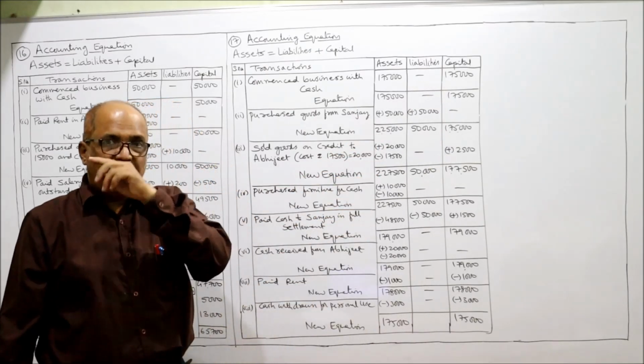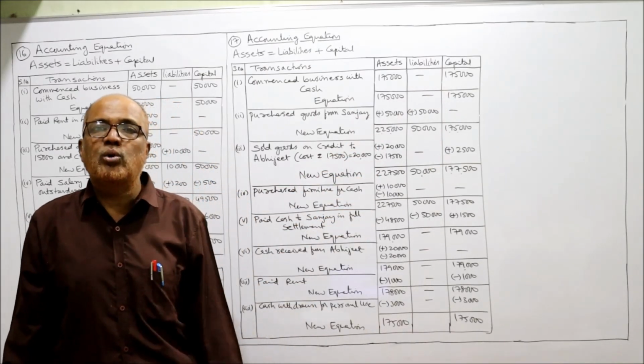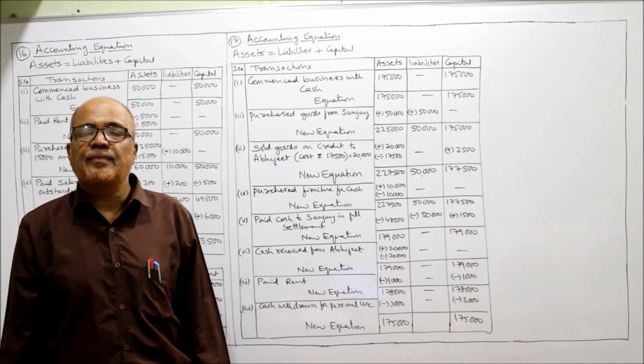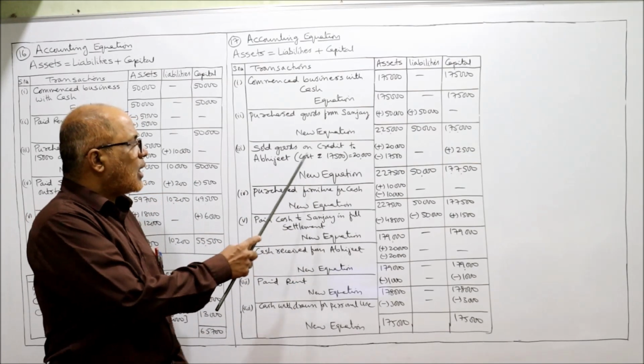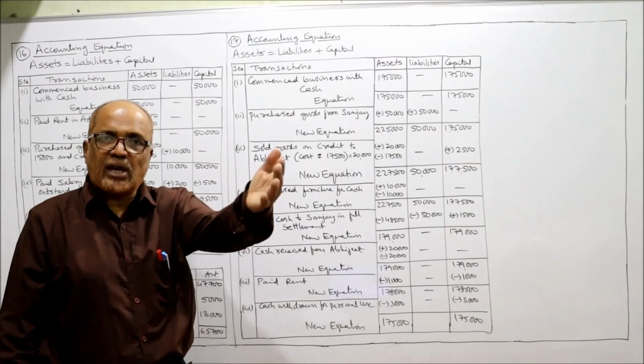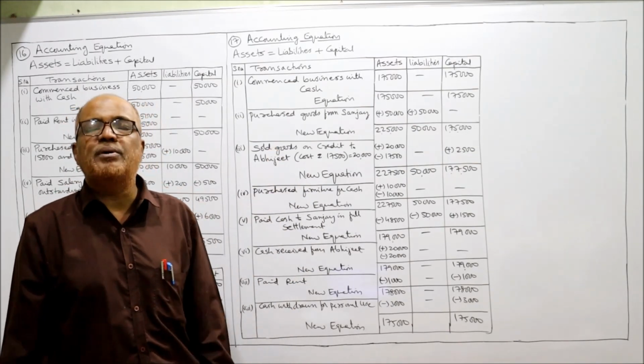One effect. Next effect, we have sold the goods on credit. That means we have not received the cash. We have sold the goods to Abhijit. In future, Abhijit will pay the amount. So Abhijit is the debtor.